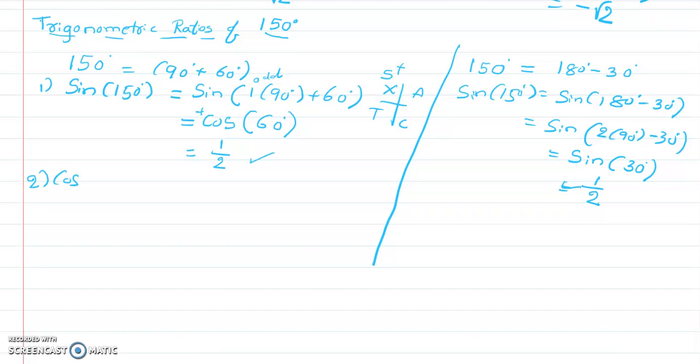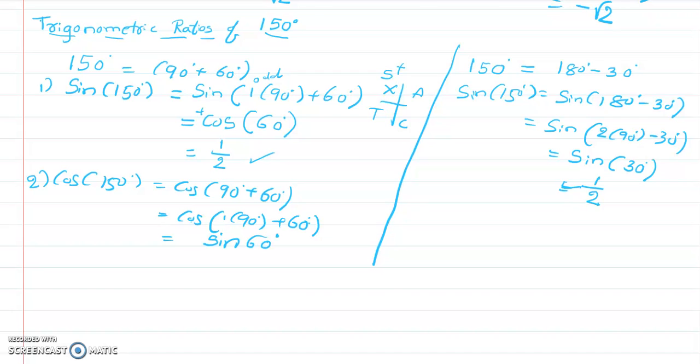Similarly, cos 150 degrees. Cos of 150 is cos of 90 degrees plus 60 degrees, which is 1 time of 90 degrees plus 60 degrees. Odd multiple of 90 degrees means cos changes to its co-ratio sine, sine operating on the remaining acute angle 60 degrees. And what about the sign convention? There is cos here. Cos is negative in the second quadrant, so I have to put a negative sign. Minus, what is the ratio for sine 60 degrees? It is root 3 by 2.